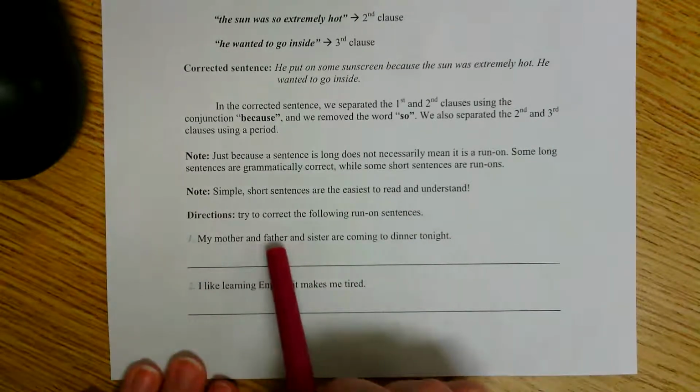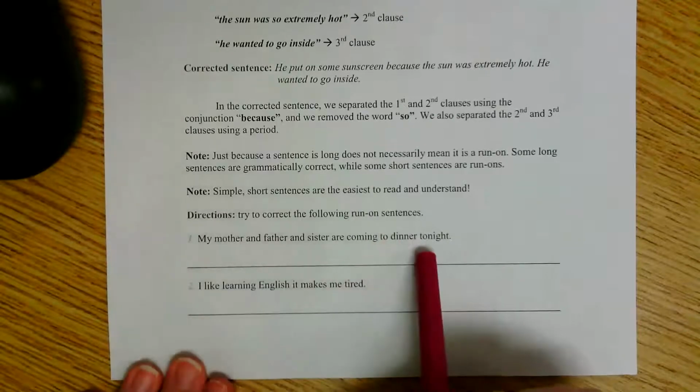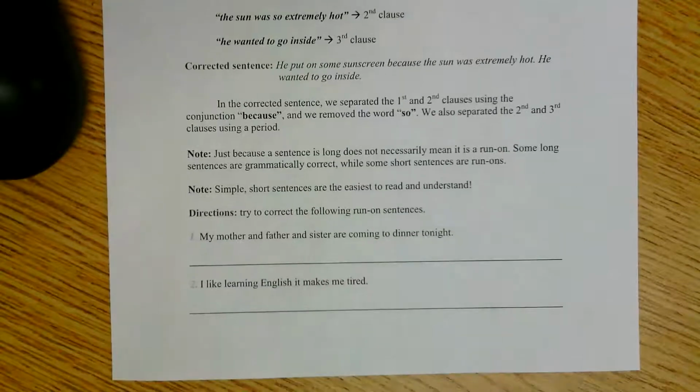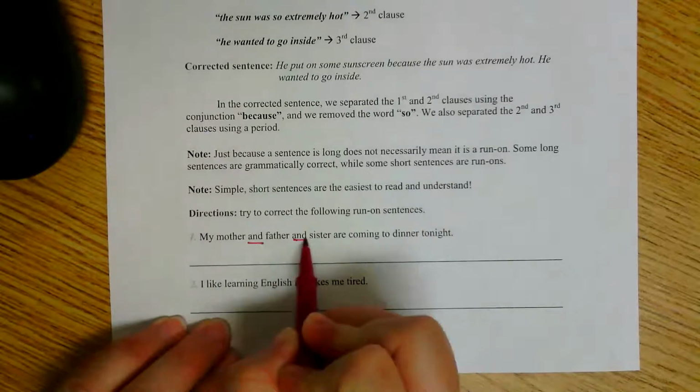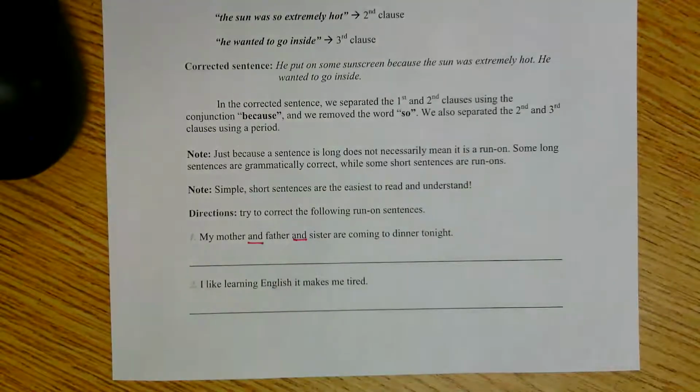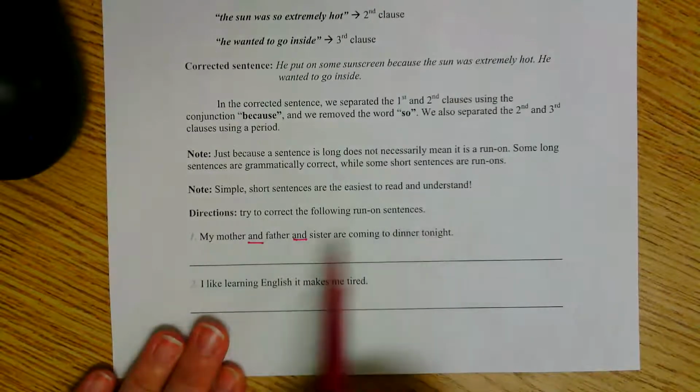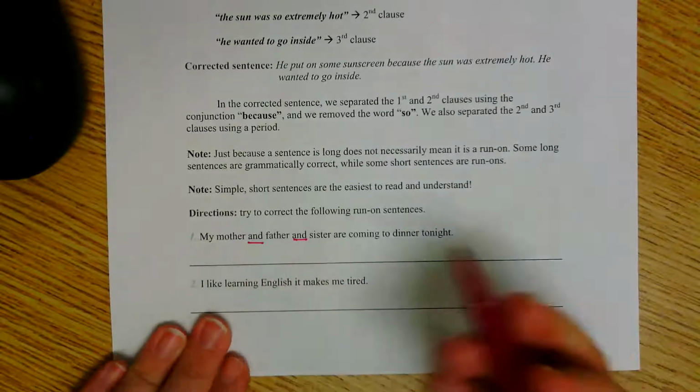My mother and father and sister are coming to dinner tonight. Well, automatically, when I read that, I feel like there are too many of these coordinating conjunctions, and. So I feel like I could remove one of those and add some punctuation in the sentence to make the sentence correct. So for this sentence, when I think punctuation, I'm thinking commas. When you have a list of items in your sentence. In this sentence, we have a list of people, mother, father, sister. So I'm going to correct this run-on by taking out one of these conjunctions and adding some commas.